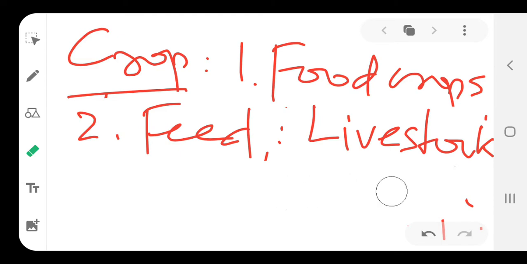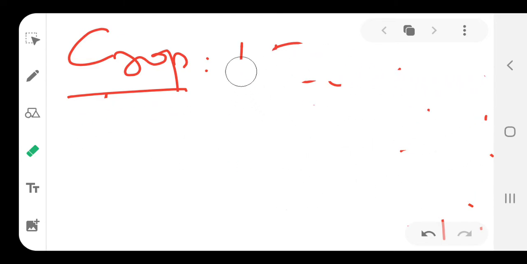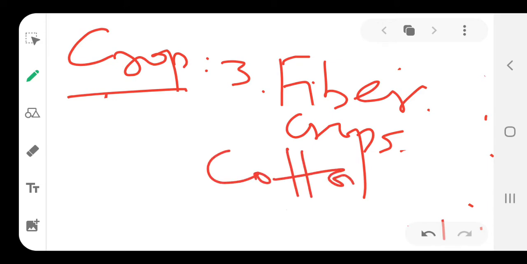Then write down the third category under this heading, and that term is referred to as fiber crops. You might have read about it in geography also. Fiber crops, as the name suggests, means those crops which are used for textile and paper products. You can have an example called cotton, a common example.